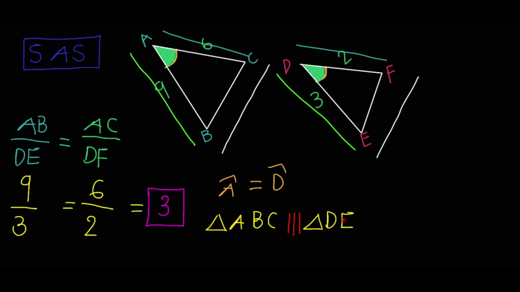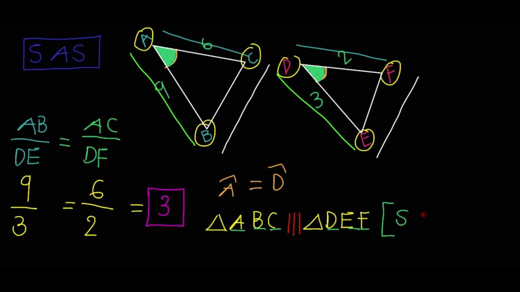Remember, the order is always important. B corresponds to E, and then A corresponds to D, and then C corresponds to F. So we write accordingly. A goes with D, and then B goes with E, and then C goes with F. So they are similar by this condition. We write that it is SAS.